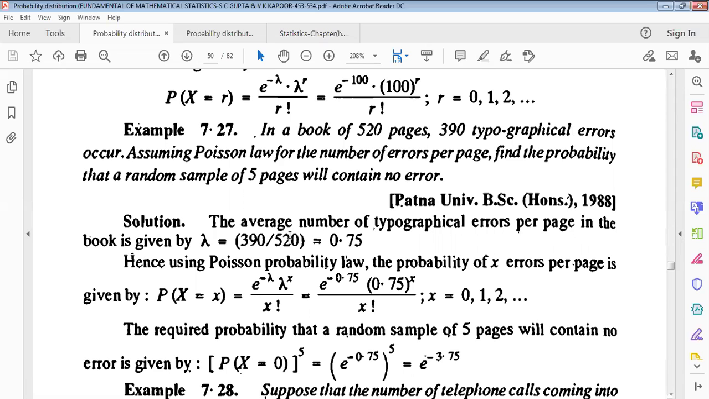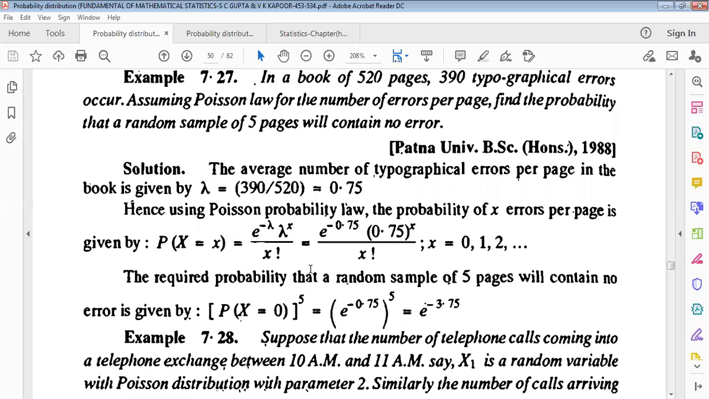The average number will be 390 divided by 520, which is 0.75. This is the mean lambda. Hence, using the probability density function for x errors, the probability of x will be e to the power minus lambda, lambda to the power x, divided by x factorial. X here is the same as r in our previous example. So just putting in the values, for 5 pages to contain no error, x equals 0. That means e to the power minus 0.75, times 0.75 to the power 0, all to the power 5, divided by 0 factorial. We get this result.